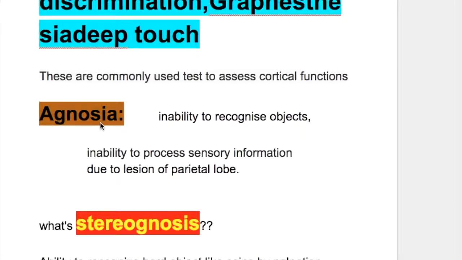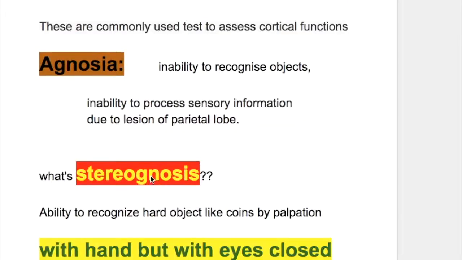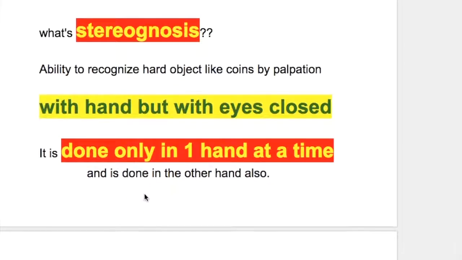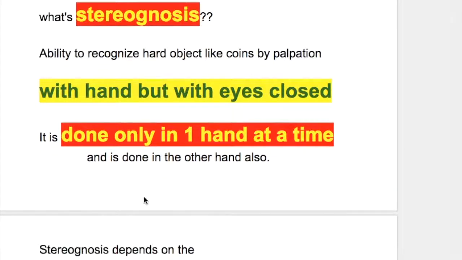What's agnosia? Agnosia is inability to recognize objects. It's an inability to process sensory information due to a lesion of the parietal lobe. What's stereognosis? Stereognosis is the ability to recognize hard objects like coins or a key by palpation with hands but with eyes closed. It's done only in one hand at a time and is done in the other hand also.